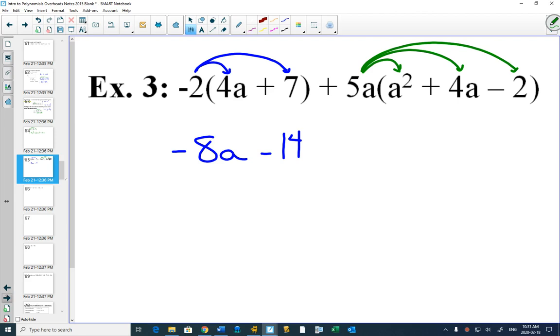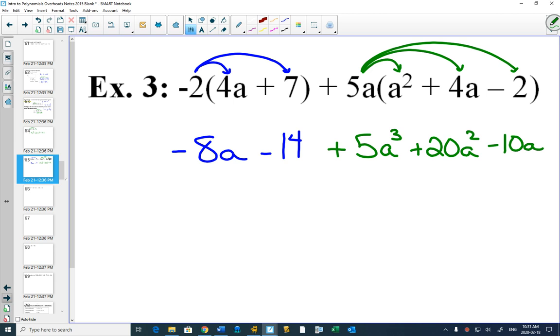So the nice thing about these examples is most of the situations start to come up over and over again. 5a times a squared will be 5a cubed. 5a times 4a, well 5 times 4 is 20. A times a is a squared. And here we have that positive times a negative. That'll be negative 10a.